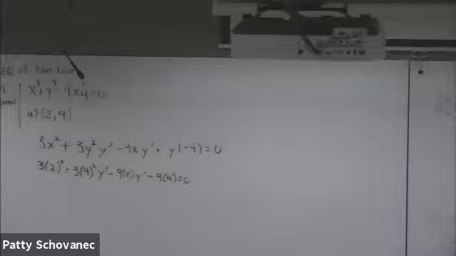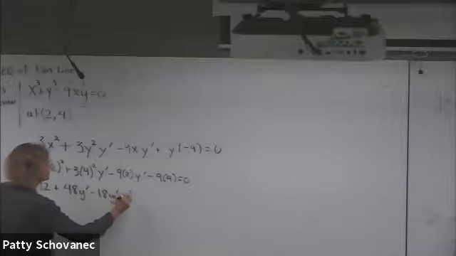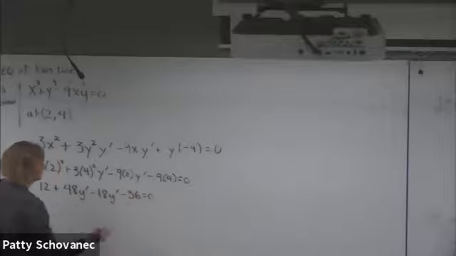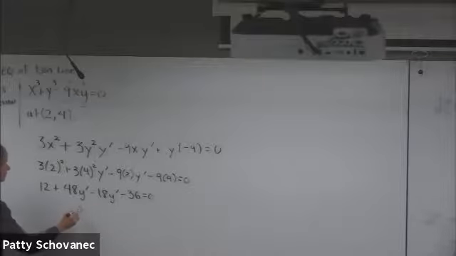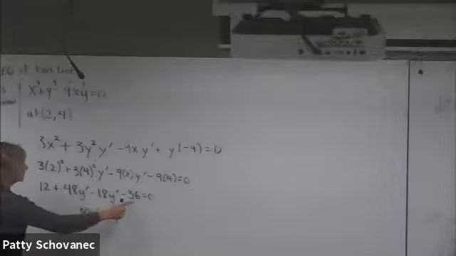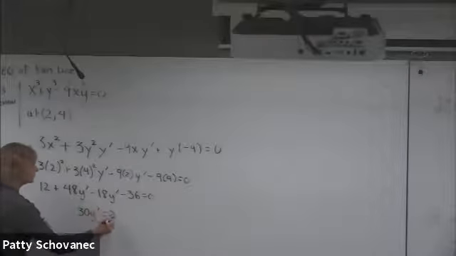The first term is 3 times 4. 3 times 4 is 12. Then I have 16 times 3 is 48 y prime. 3 times 9 is 18. 4 times 9 is 36. So these two together give me 30y prime. These two together give me a negative 24. I'm going to move that over and make that a positive 24.